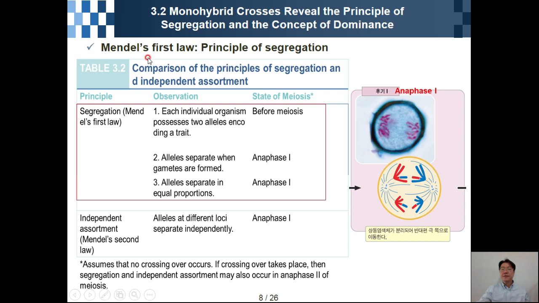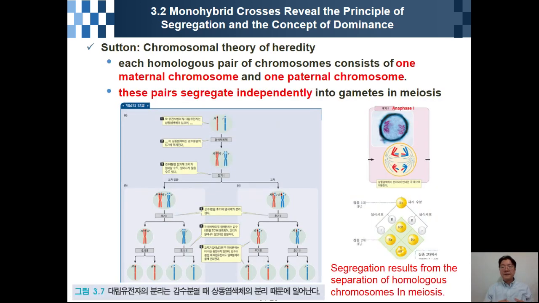So this is Mendel's first law. Mendel's first law is the principle of segregation. So each individual organism possesses two alleles, and alleles separate when gametes are formed, and also alleles separate in equal proportion. So Mendel proposed the principle of segregation. So what was the principle of segregation?